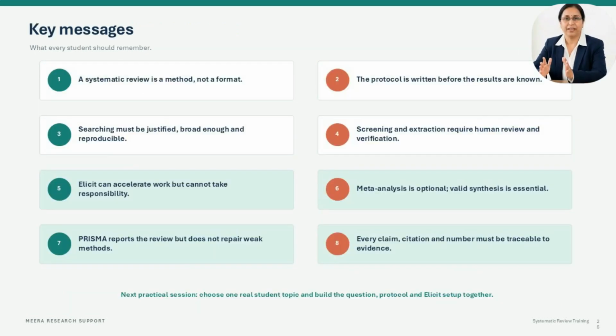To conclude, a systematic review is defined by its methods rather than by its length or appearance. Plan the methods before seeing the results. Search transparently, use independent human screening and verified extraction, use large language models to accelerate structured tasks, but retain human responsibility. Conduct meta-analysis only when it is justified.